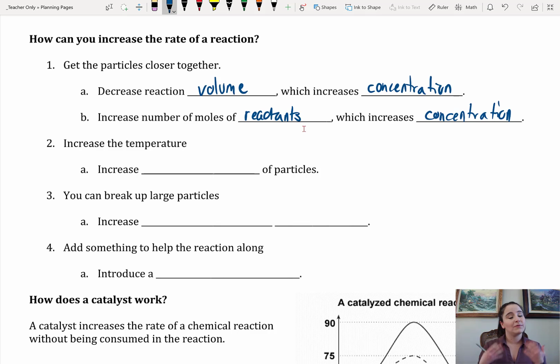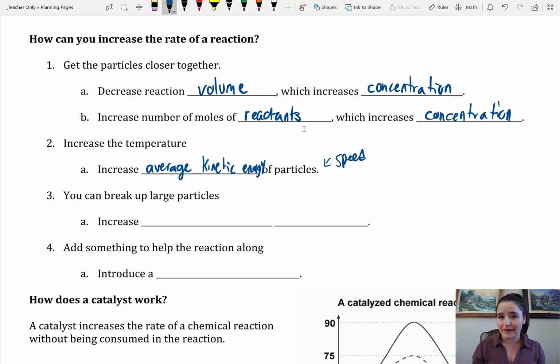Other option, like we saw with those Maxwell-Boltzmann, we can increase the temperature. That increases the average kinetic energy of the particles, aka increases the speed, so more of them will have that activation energy when they collide.